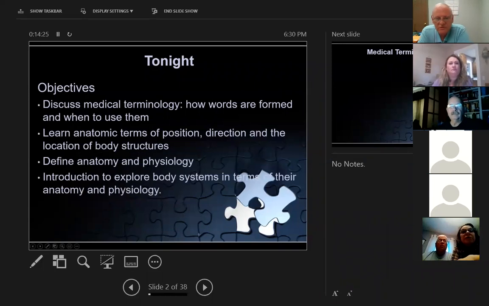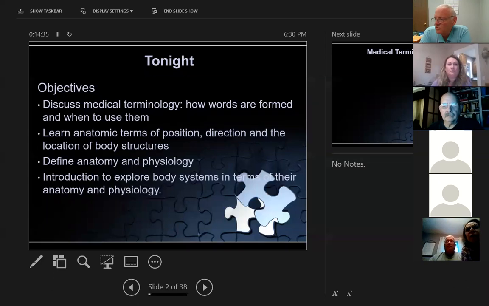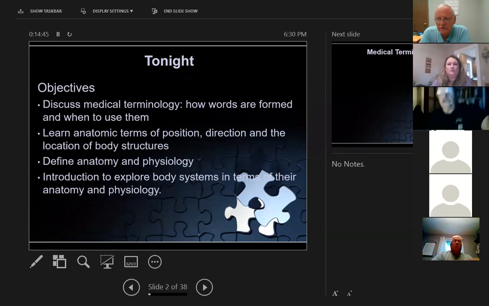So tonight, some of the objectives: we're going to discuss medical terminology, how words are formed, medical words, and how we're going to use them. We're going to learn anatomic terms of position, direction, location of certain body structures. We're going to talk about what anatomy and physiology is. And then we're going to do an introduction to explore body systems in terms of their anatomy and physiology as it relates to being an EMT. Okay?